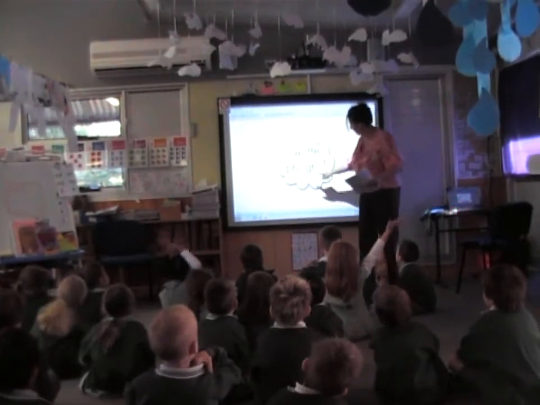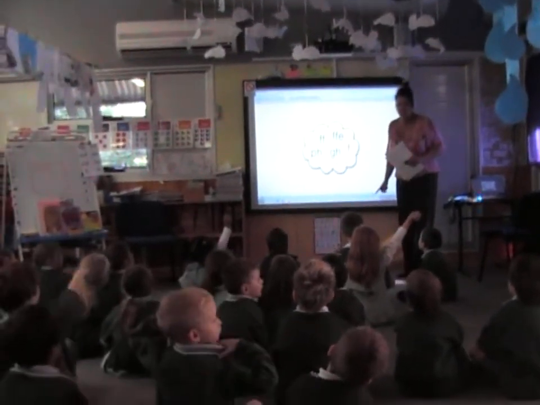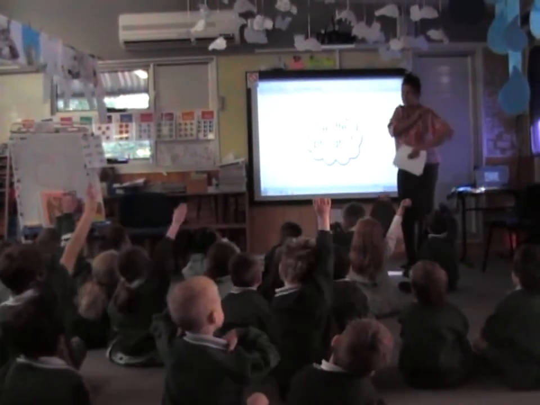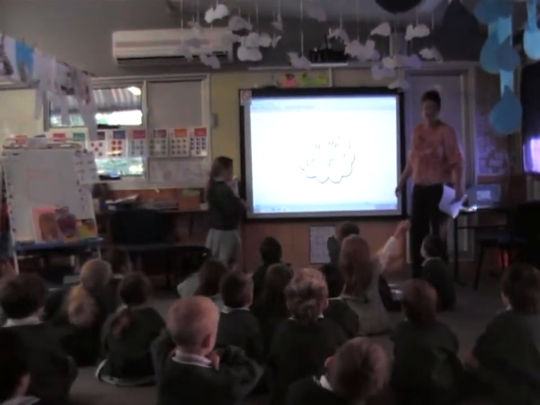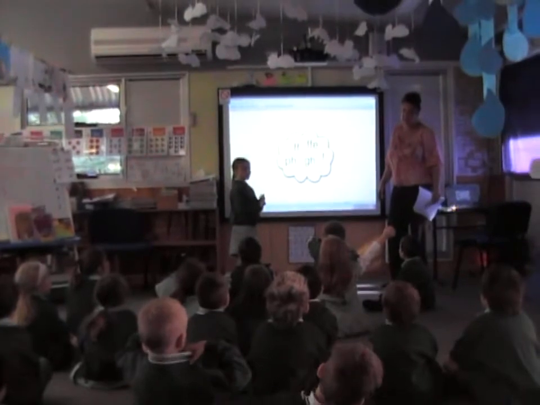Which is the picture that we've looked at for? Who thinks they can come up and show me? Eloise, come and show me. There's 1, 2, 3, 4, 5 pictures here. There's 5 sound pics. Which is the one that we've looked at already?